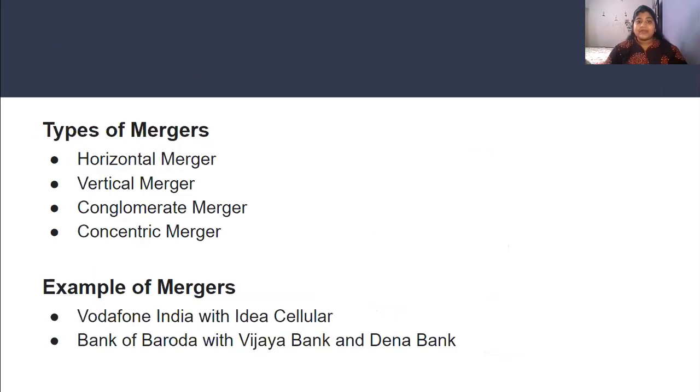In mergers, we have four different types: horizontal merger, vertical merger, conglomerate merger, and concentric merger. Horizontal merger is when two companies come together with a similar product line. Basically, company A and company B both are dealing with FMCG. Company A is into FMCG, company B is also into FMCG. They form another company which is again into FMCG. They are from the same product line.